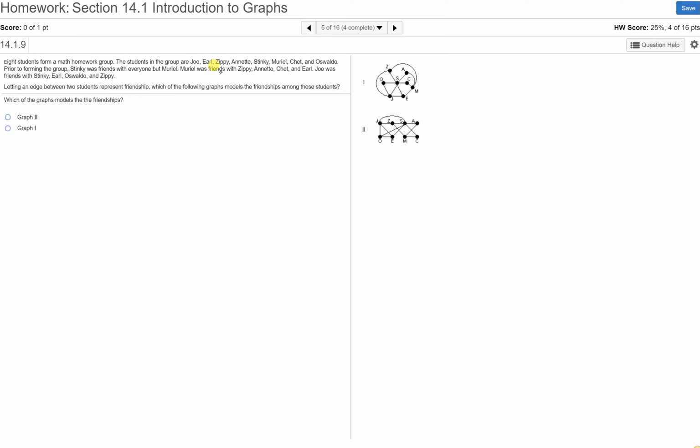Muriel was friends with Zippy. Okay, so we go to M. To Zippy, which is there. To Annette, Hood, Chet, and Earl. So that one's fine here. Let's see if it works here. To Zippy, Annette, to Chet, and oh, it's missing the connection from M to E, so it can't be 2. It has to be 1. Okay, so we're done. Turn this off. There we go. Now it works.